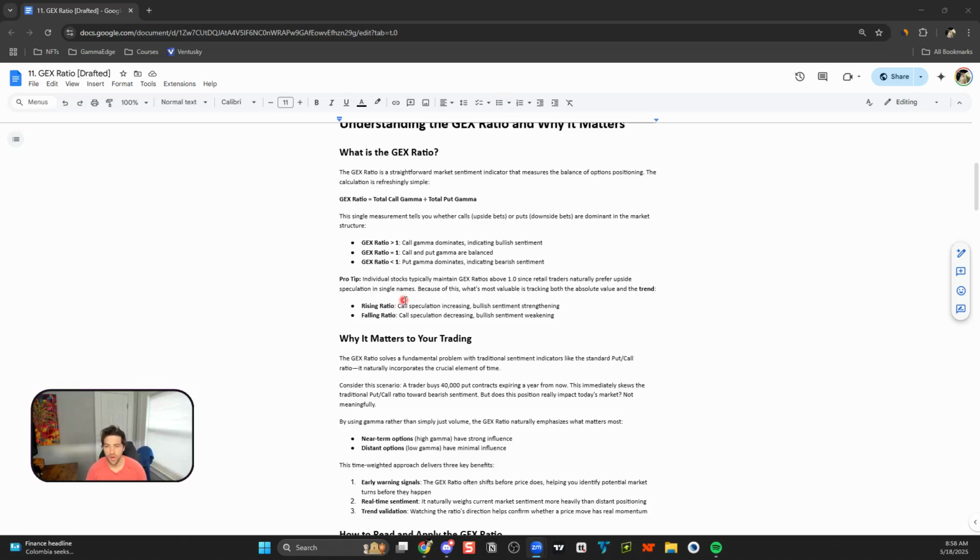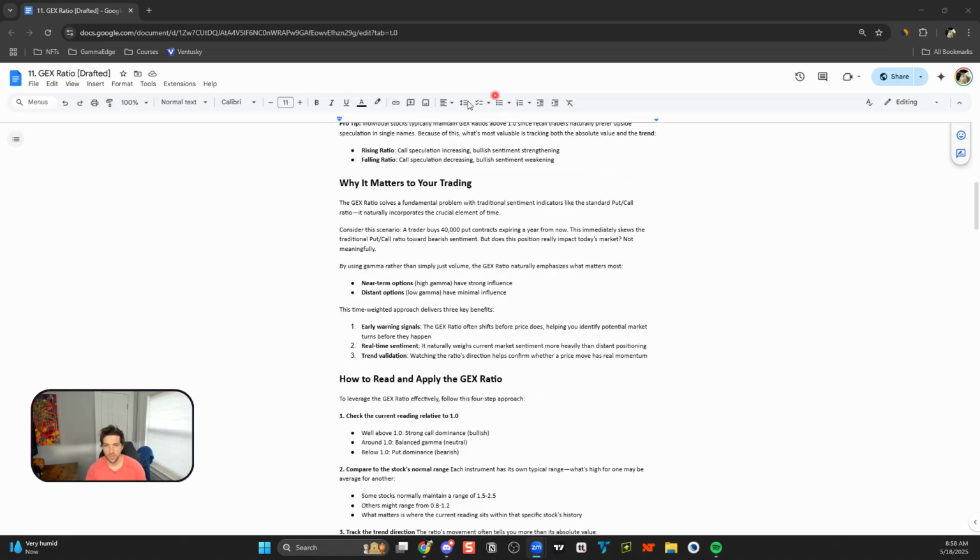So if the ratio is rising, that means call speculation is increasing and/or put speculation is decreasing, which is suggestive of more bullish activity. Then vice versa, if the ratio is falling, that means call speculation is leaving and put speculation is entering, which is generally weakening conditions.